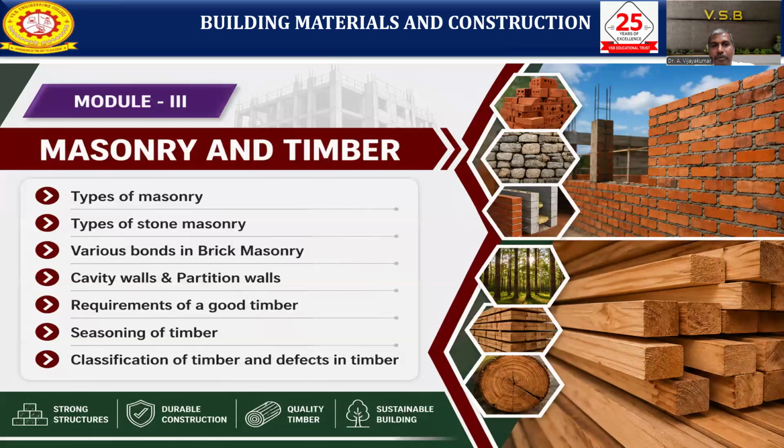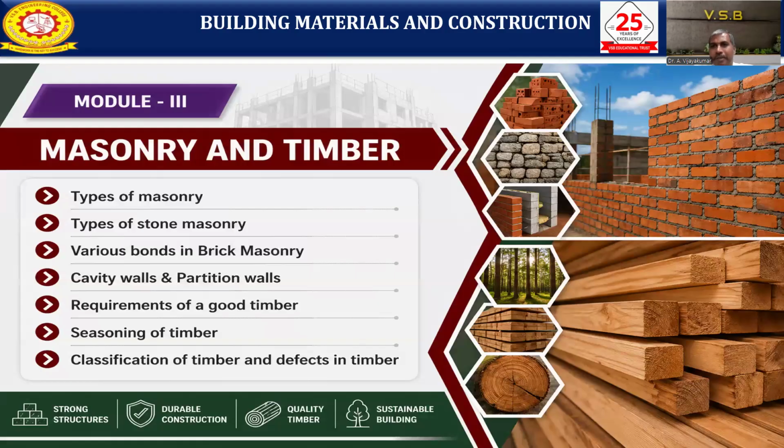After that, we are going to discuss two different types of walls: cavity walls as well as partition walls. So this is the first chapter. The next chapter in module 3 is about timber. What is the minimum requirement of timber when you are using it for civil engineering construction, and seasoning of timber. Various seasoning methods are available. What is the purpose of seasoning?